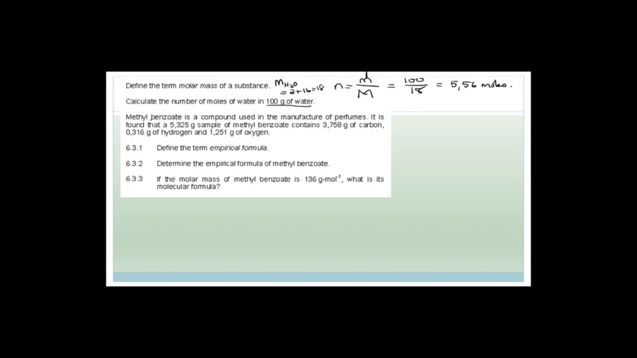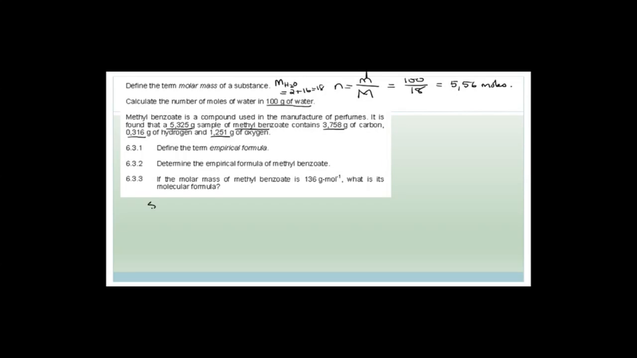Right, now methyl benzoate is a compound used in the manufacture of perfumes. It is found that 5.325 grams of a sample of methyl benzoate contains 3.75 grams of carbon, 0.316 grams of hydrogen, and 1.25 grams of oxygen. Okay. It says define the term empirical formula. So empirical formula is just the basic ratio of the elements in a molecule. Okay, right. So now it says determine the empirical formula of methyl benzoate.